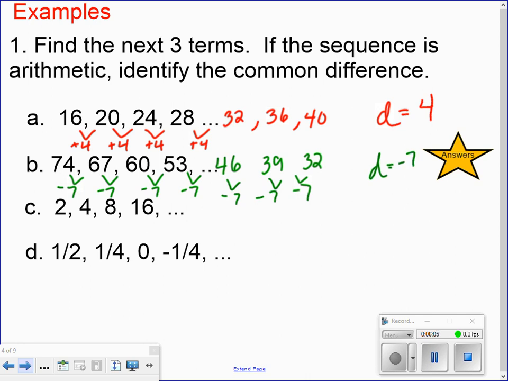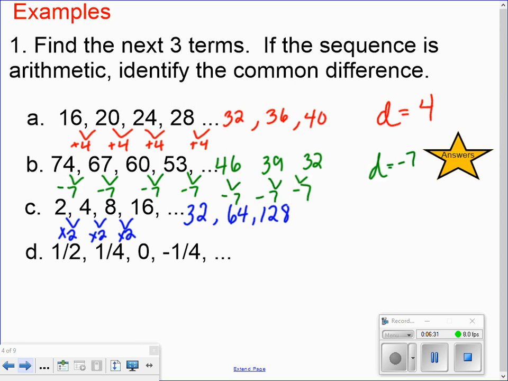If we look at the next one, we have 2 to 4, 4 to 8, 8 to 16. We can see that this one is doubling. So times 2, times 2, times 2. So it's not arithmetic, so we won't have a common difference. But we can get the other terms. So times 2 from 16, that's 32, and then 64, and 128.